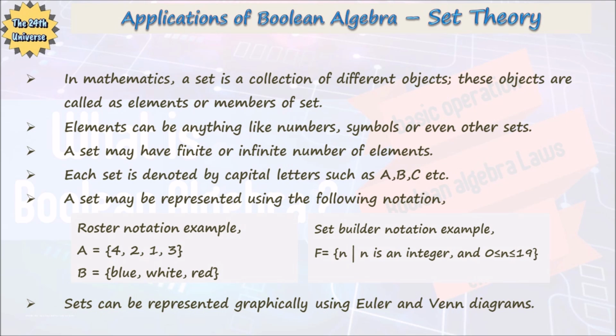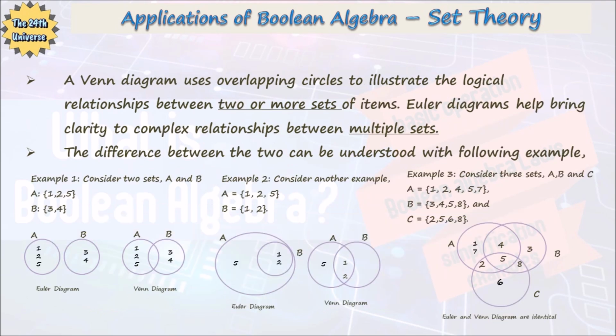Sets can be represented graphically using Euler and Venn diagrams. A Venn diagram uses overlapping circles to illustrate the logical relationships between two or more sets of items. Euler diagrams help bring clarity to complex relationships between multiple sets. The difference between Euler and Venn diagrams is illustrated in the following example.